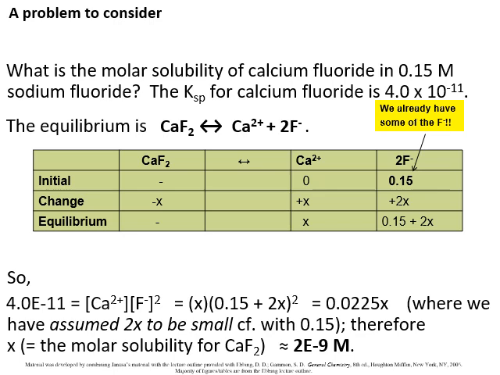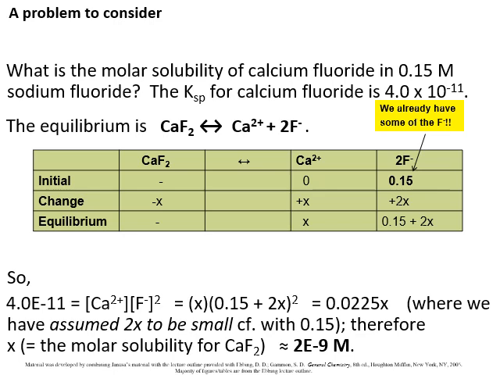And then what we'll do is what we've done in the past. We'll assume that the 2x is negligible, so we just have 0.15 and forget the 2x. And then that has to be squared because of the 2 in the equilibrium expression. So write your Ksp and set it equal to the product of the products. So Ca2+ times F- squared, which would be x times 0.15 squared, which is 0.0225 times x. Then solve that for x, and you get that x is about 2 times 10 to the minus 9th molar.